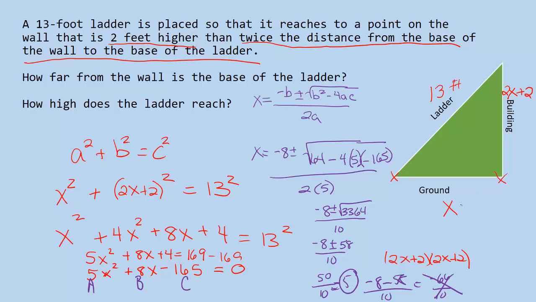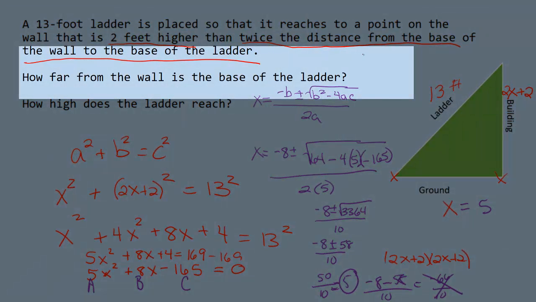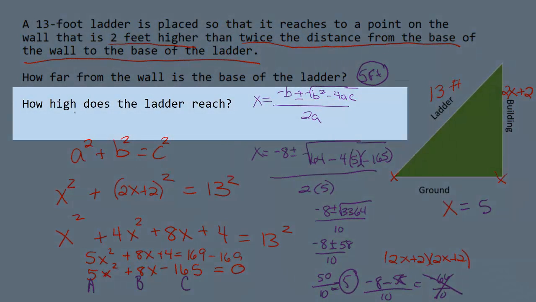So we now know that the ground is 5. How far from the wall is the base of the ladder? That's 5 feet. And how high does the ladder reach? Well, that's 2x plus 2, which is 2 times 5 plus 2. So our ladder reaches to 12 feet.